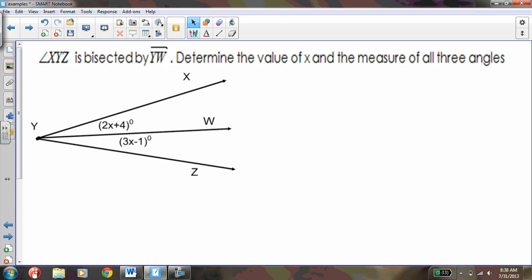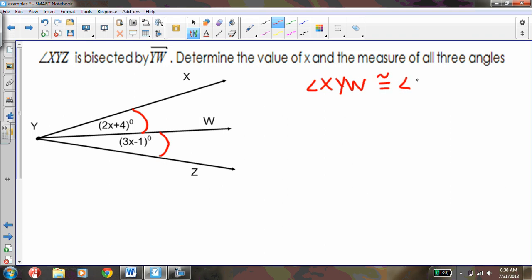First off, if I know that angle XYZ is bisected, then I'm going to mark it with the arcs so I know that these two smaller angles measure the same thing. I know that angle XYW has to be congruent to angle WYZ. If those two angles are congruent, then their measures must be the same.